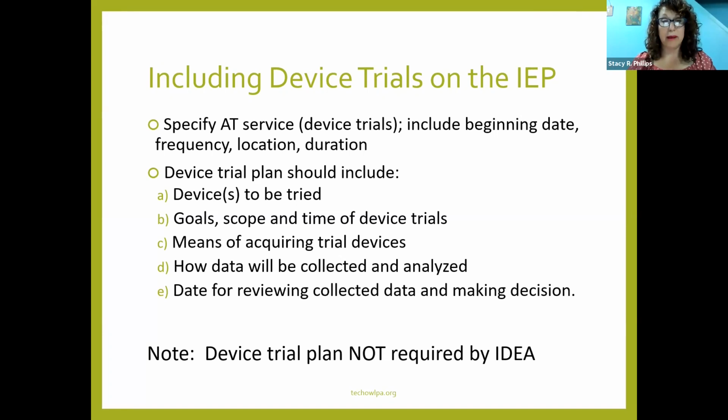Specifying the device trial parameters so that you can really look at each one and decide if that is making a difference. The device trial plan should also include the device or devices to be tried, the goals and the scope of time, like I just mentioned, and the means of acquiring them. So if that device needs to be purchased through insurance, if it needs to be purchased with your own finances, or if this is a child that you can obtain this equipment for free from one of the programs that are offered, or are you going to borrow it? So really specific, thinking about how will we obtain this device if it works and how will we obtain it during the trial?